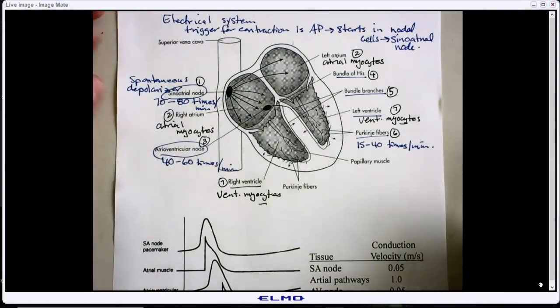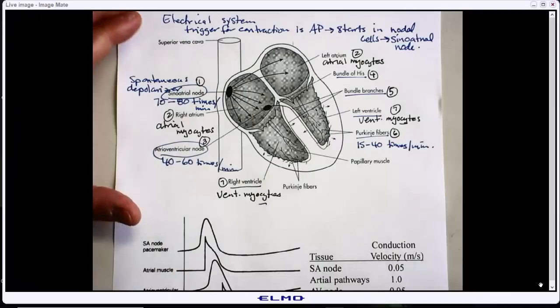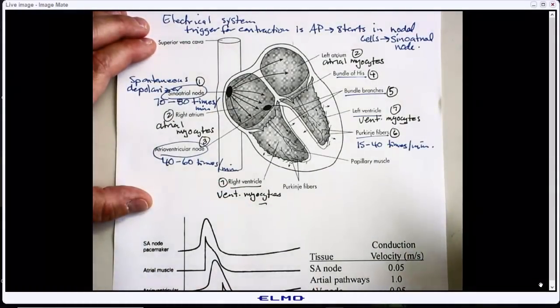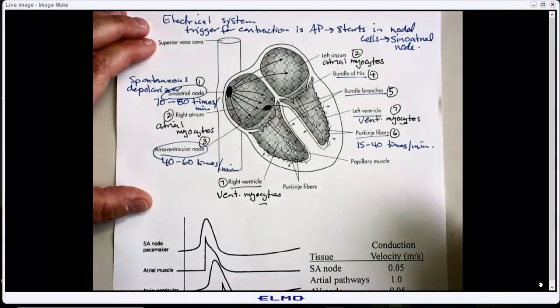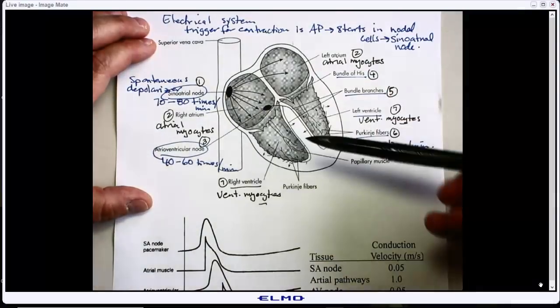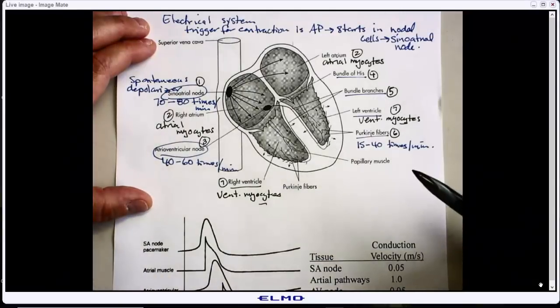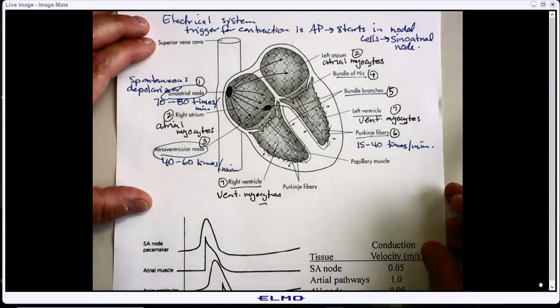Okay, so that's just the electrical system that we talked about, and we talked a little bit at the end of the lecture about how, because the SA node has the fastest spontaneous depolarization rate, just based on that sodium leak rate, it will drive the rate of contraction of the entire heart.